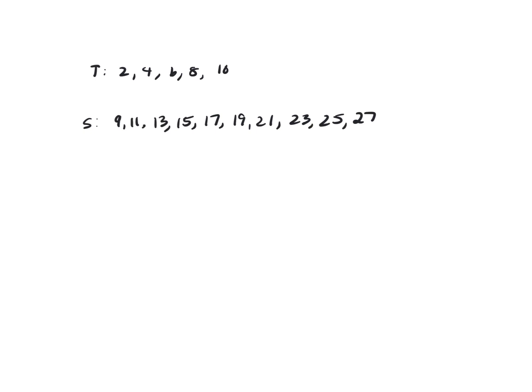To sum up T, that's going to be 6 plus 4 is 10. 8 and 2 is 10. That's going to be 20. Add 10 more. That's 30. So 30 divided by 5, it's going to be 6 is the average.